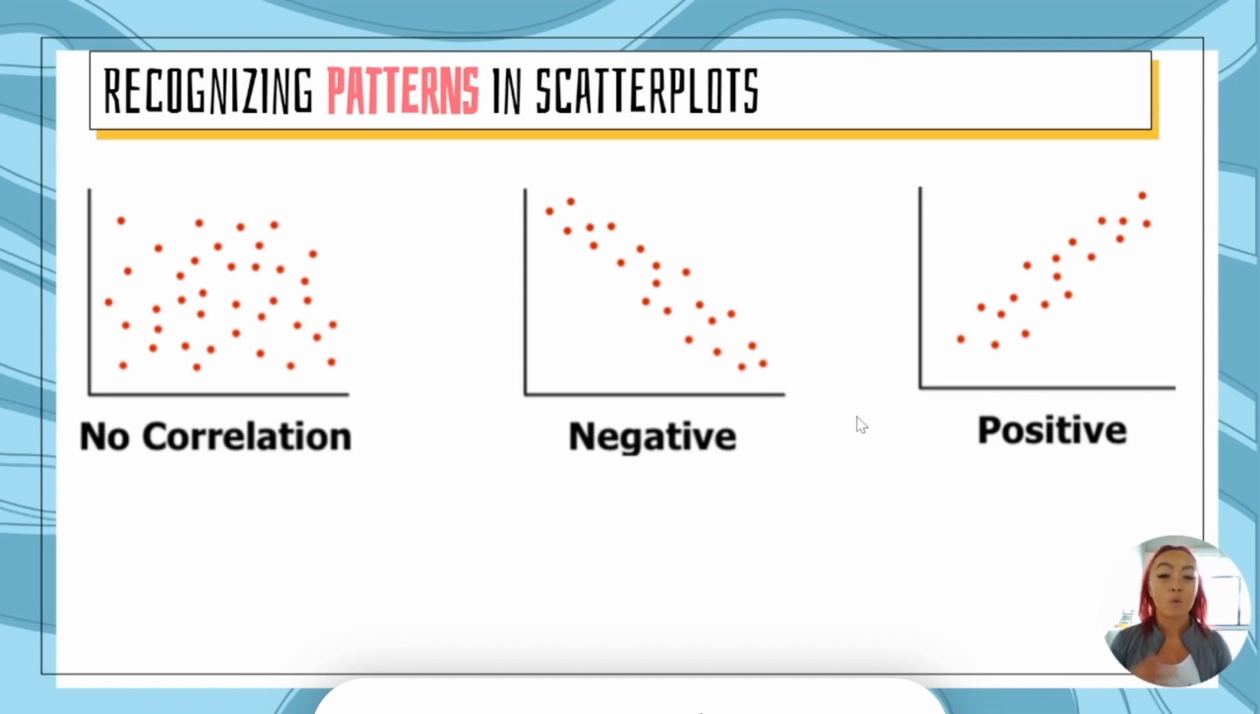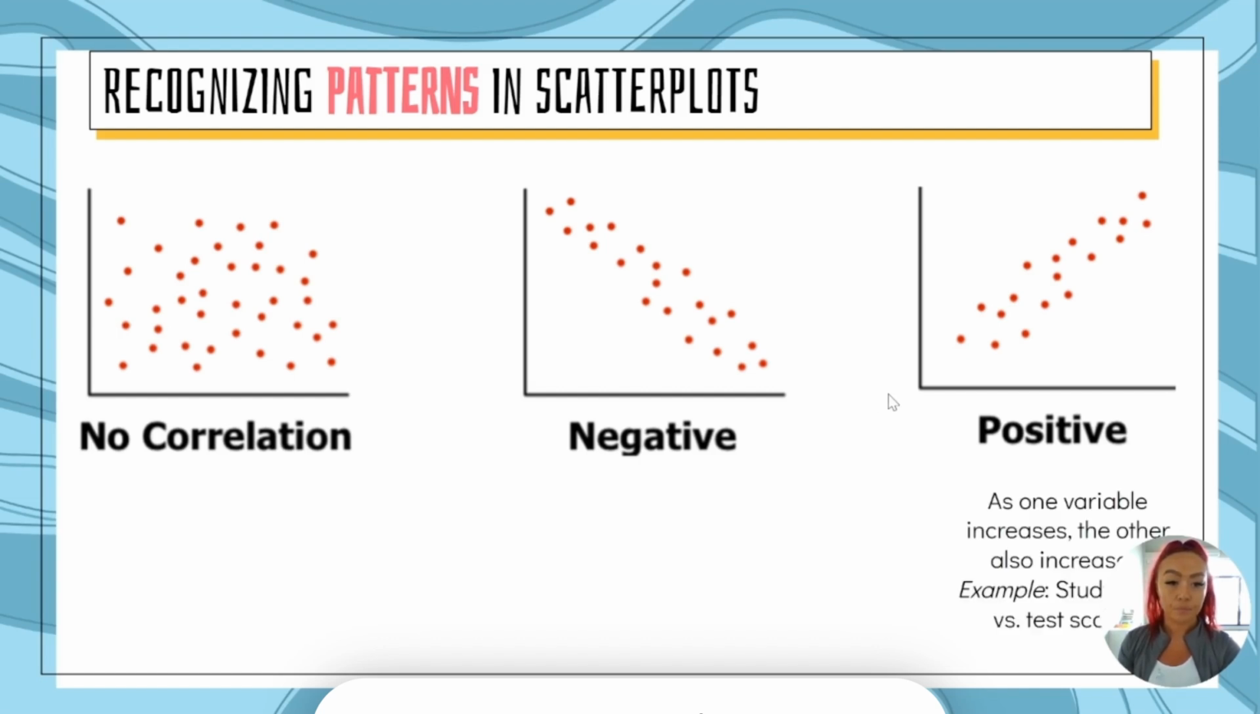So when we're looking at scatter plots, there's something called a correlation. You could either have no correlation, a negative correlation, or a positive correlation. So we'll start with a positive correlation. And as one variable increases, the other also increases, right? So an example would be the scatter plot that we just looked at, study hours versus the test scores, right? The more hours that were studied, the higher the test score was.